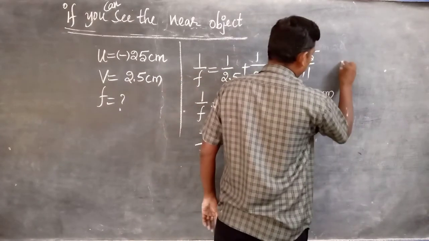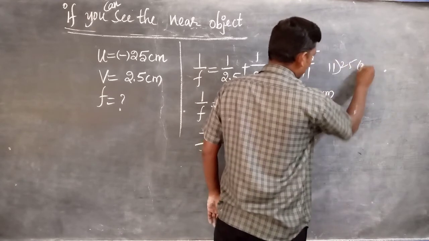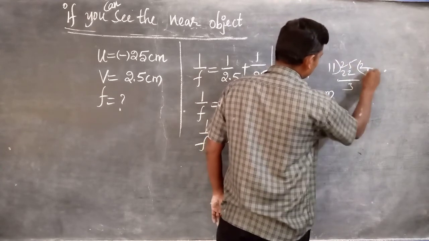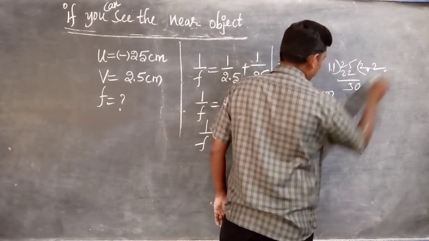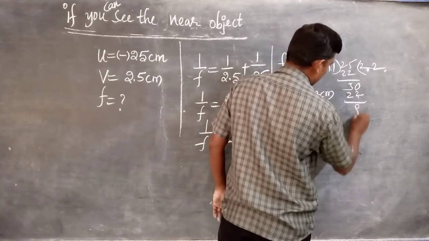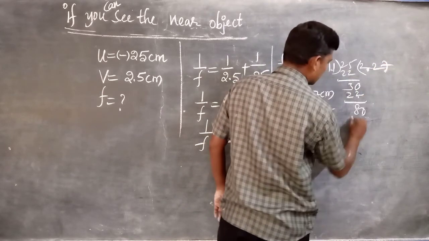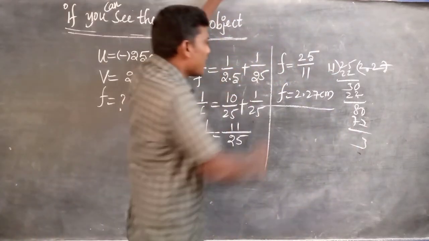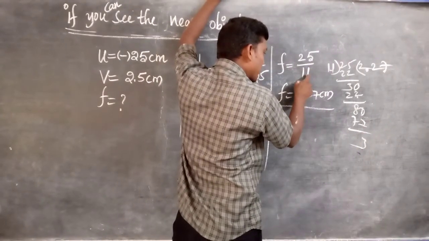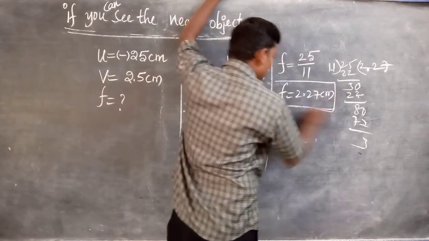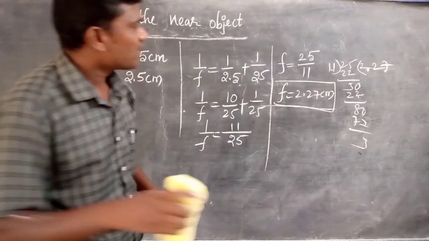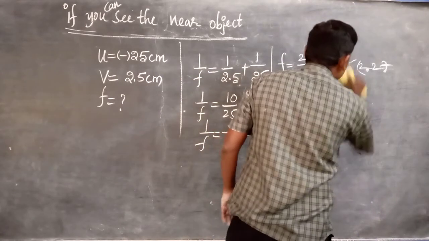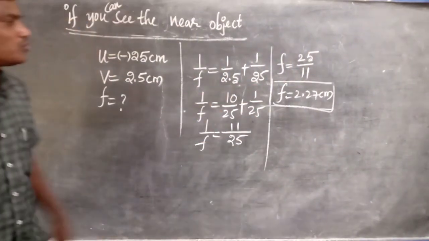Because we know very clearly, 25 divided by 11: 11 times 2 is 22, remainder 3, 0. Again 11 times 2 is 22, remainder 8, 0. 11 times 7 is 77, remainder 3. So that's why f is equal to 25 upon 11, that is, f is equal to 2.27 centimeter. So when you can see the nearby object, what is the focal length of the eye? 2.27 centimeter.